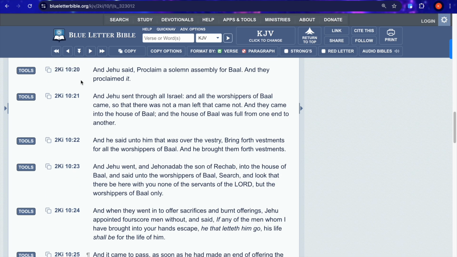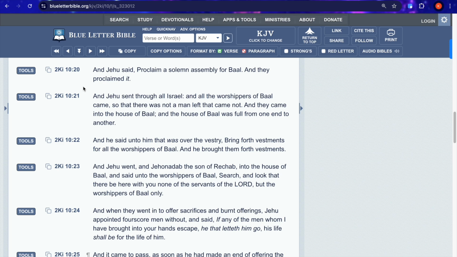And Jehu said, "Proclaim a solemn assembly for Baal." And they proclaimed it. And Jehu sent through all Israel, and all the worshippers of Baal came, so that there was not a man left that came not. And they came into the house of Baal, and the house of Baal was full from one end to another. So they set up this temple of Baal, which was there, gathered up all of the servants of Baal, and Jehu was over there. You can imagine, right? You got all these left-handed priests. Jehu was probably dressed up in a certain attire to really go with the flow here. And then this room is packed.